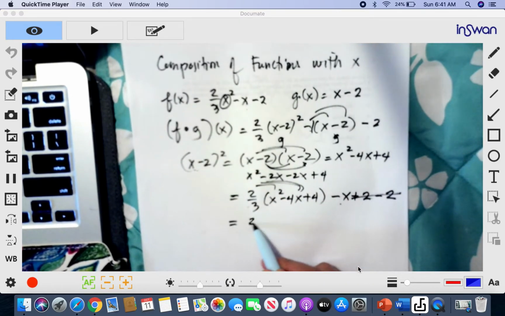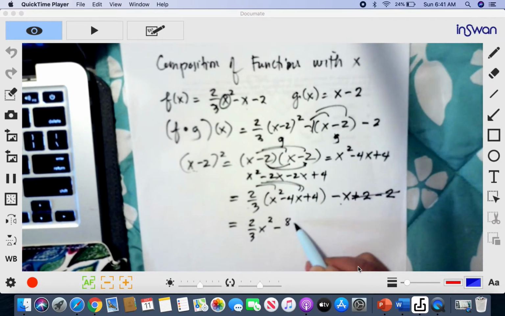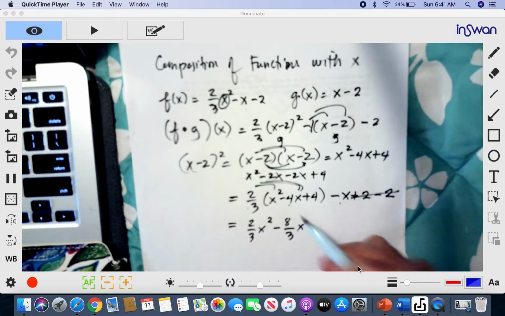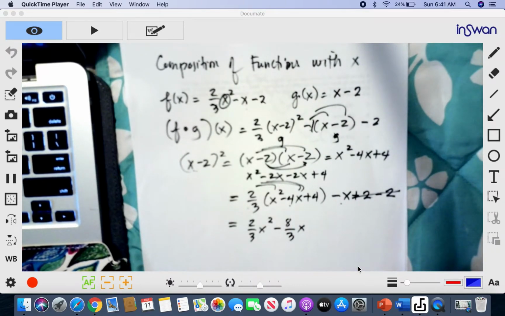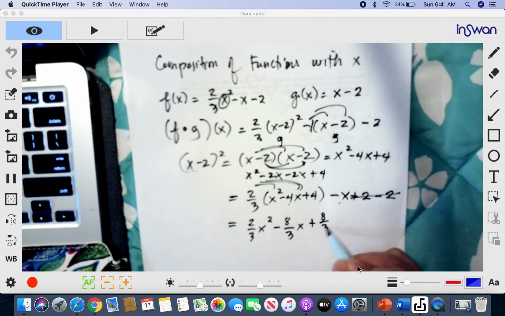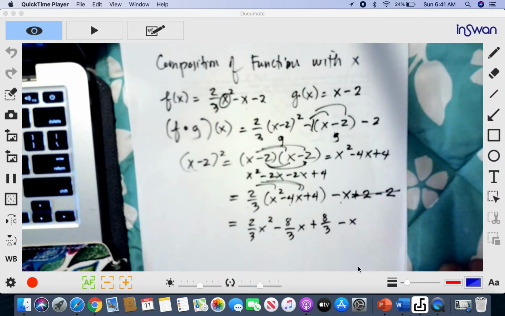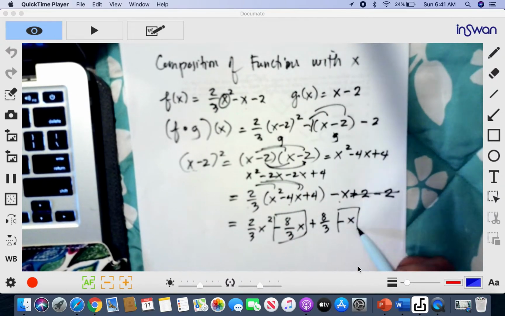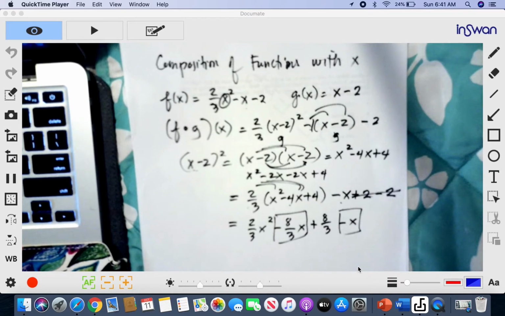So you have 2/3 x squared minus 8 over 3x. This is over 1. If in doubt, you can use your calculator to multiply. So plus 8 over 3 minus x. Then afterwards, there have to be some common terms in the expression which you can combine. And in this case, it's negative 8 over 3x and negative x.